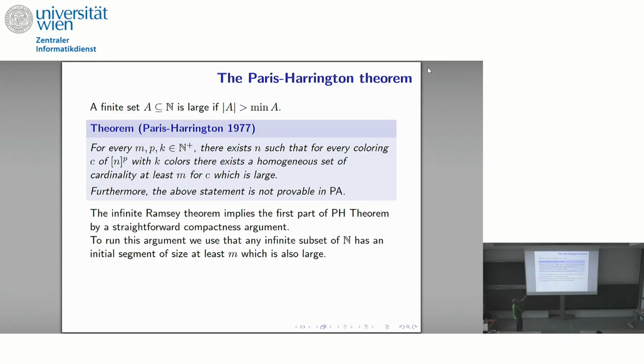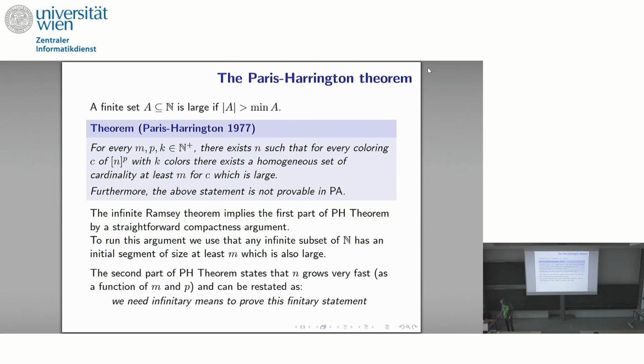And again, you can get the first part, the existence of n, from the infinite Ramsey theorem, by the same argument. If you realize what we are doing, you are using that any infinite subset of N will have an initial segment of size at least m which is also large. So basically, this notion of largeness is such that in any infinite set, there is an initial segment that is large. I'm thinking of sets of natural numbers as enumerated in increasing order. That is what is important in this largeness notion to run the argument. And whenever we have this, we can run the same argument.